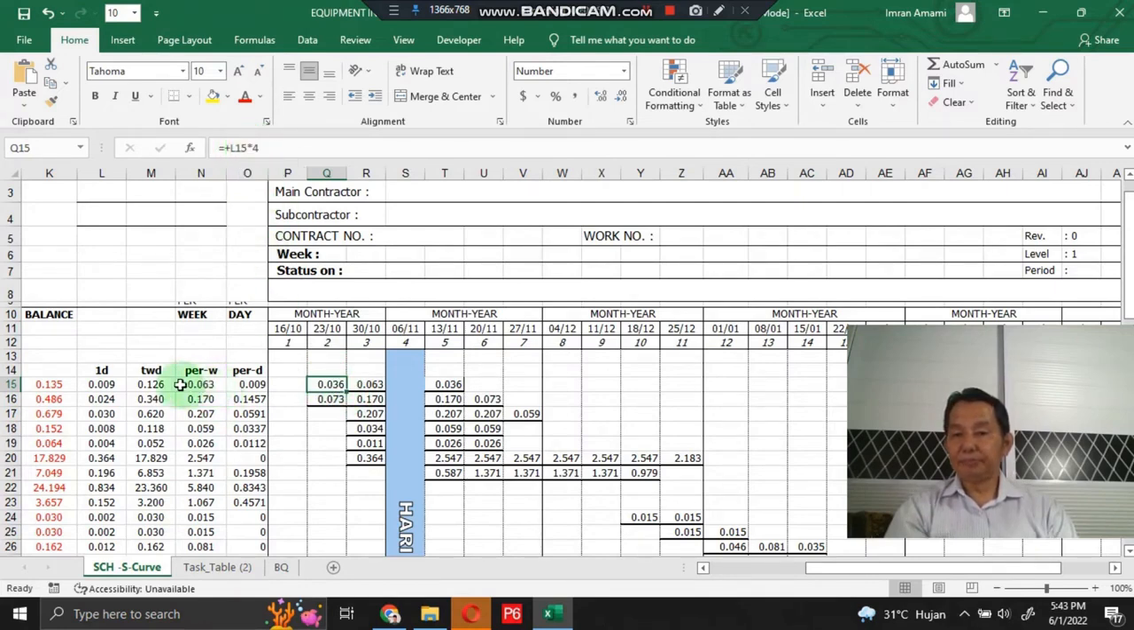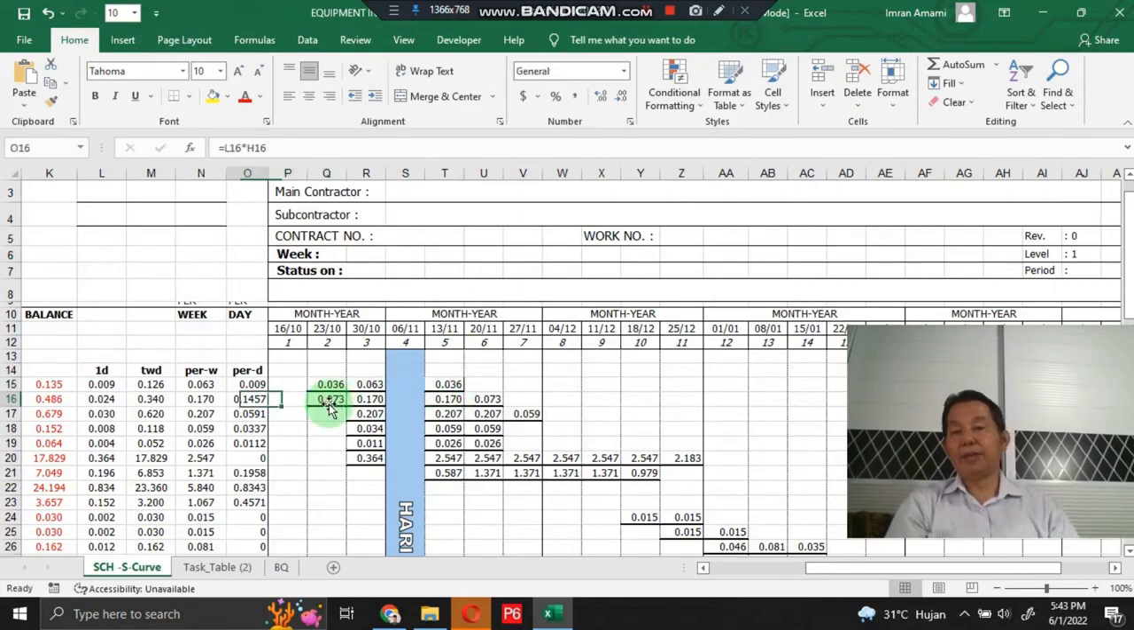L15 means work factor per days. This is N15, which means work factor per weeks. This is also the remaining. We put 4 days. Yes, 4 days. You could check the cell inside.